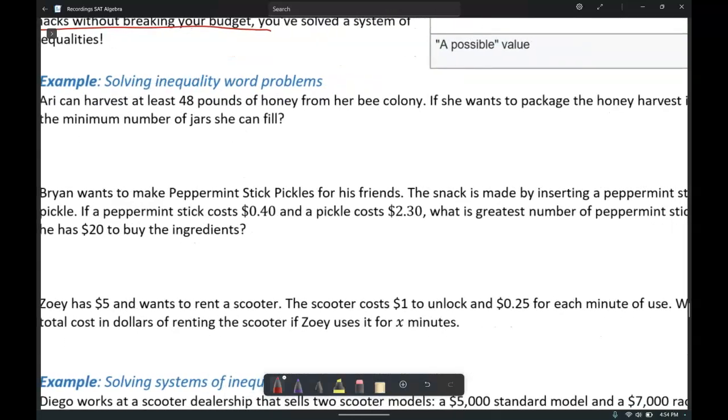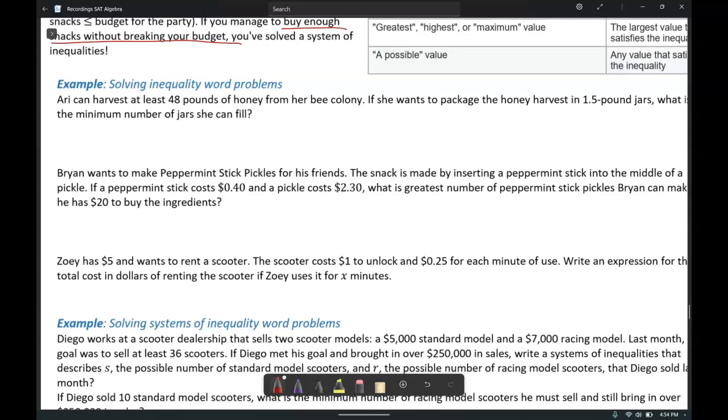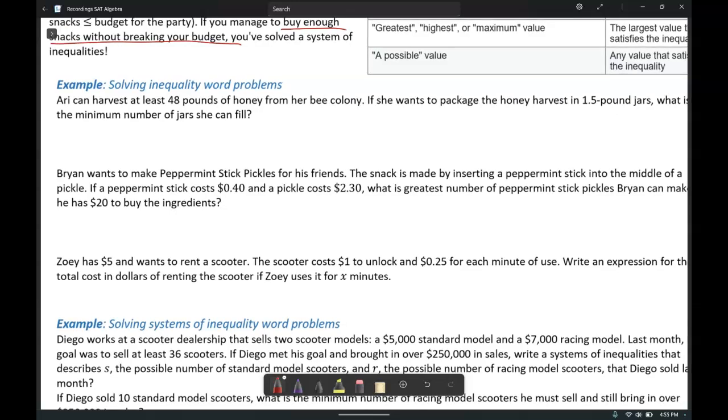So let's start by looking at some simple inequality word problems. Ari can harvest at least 48 pounds of honey from her bee colony. If she wants to package the honey she harvests in 1.5-pound jars, what is the minimum number of jars she can fill? So again, it helps to rewrite this in a sentence that we could easily convert into an algebraic statement. And so we have to think about what we are modeling here.